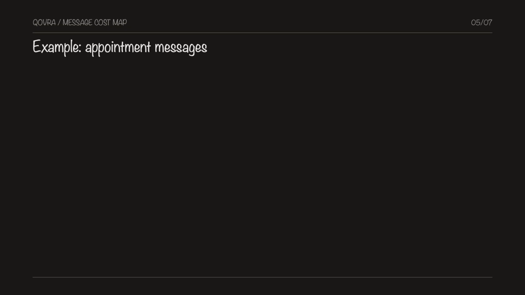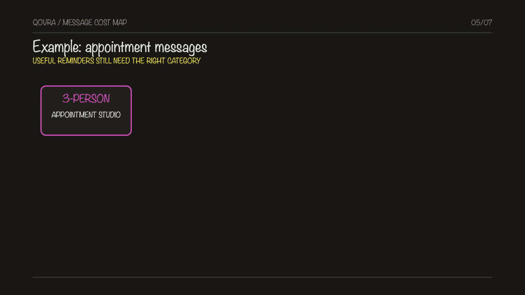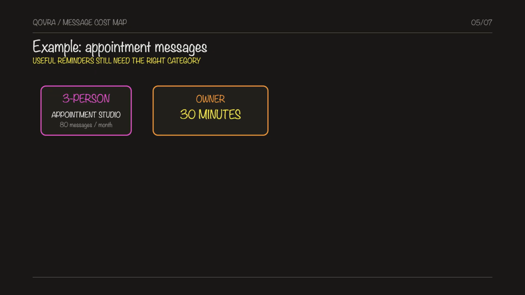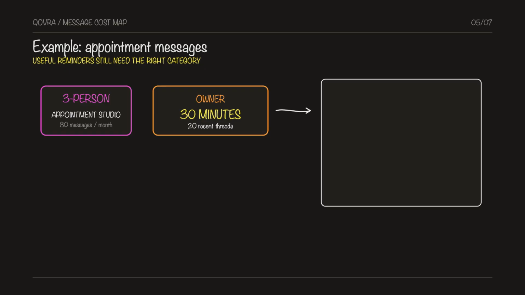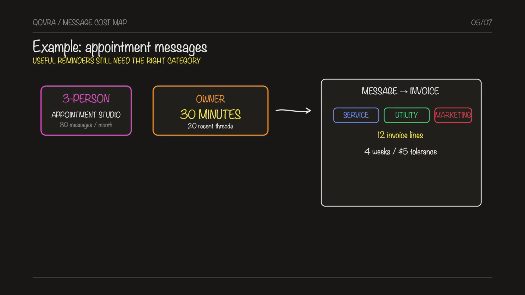Now, change the business, not the mechanism. Imagine an illustrative 3-person appointment studio sending 80 reminder and follow-up messages each month. The owner reviews 20 recent threads in 30 minutes, separating customer-initiated service, utility templates, and marketing messages. She then compares 12 invoice lines with the same thread list over 4 weeks. A reasonable illustrative pass mark is 10 reconciled lines within $5 of the invoice. If the AI-generated reminder lands in the wrong category, revise the message path instead of guessing from the total. The lesson is different. Useful reminders still need the right category.